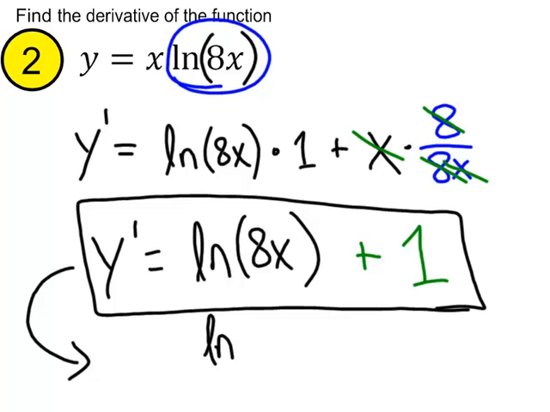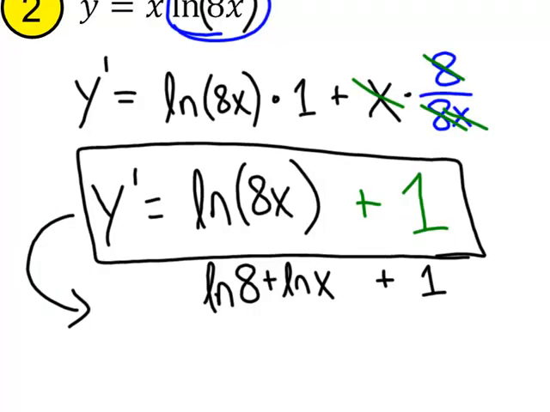Again, you could do your log properties and say that ln of 8x is the same as ln of 8 plus ln x, and then of course plus the 1. And then from there, also keep in mind that you may see it expressed this way sometimes. Recall that 8 is simply 2 to the third power. And according to one of our log properties, that 3 can come down in front.